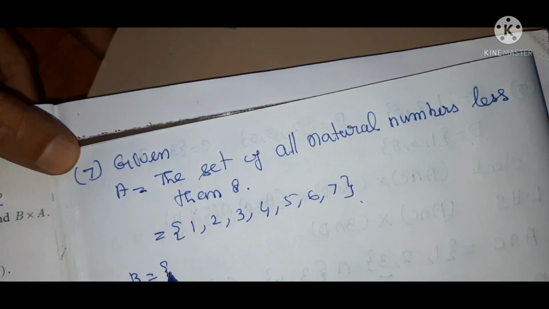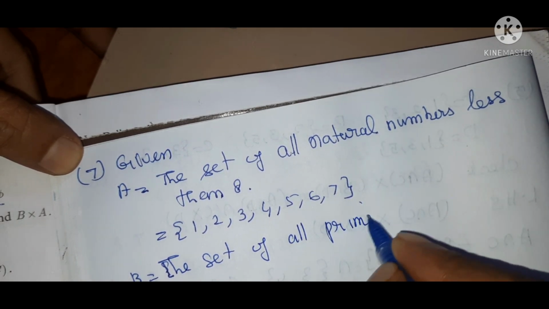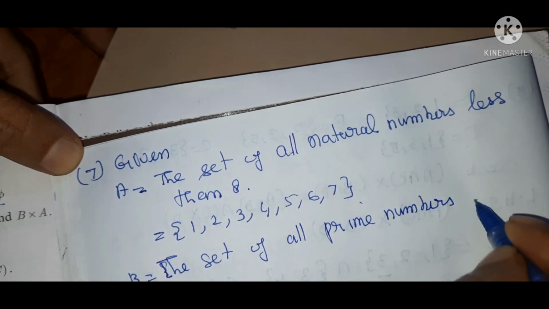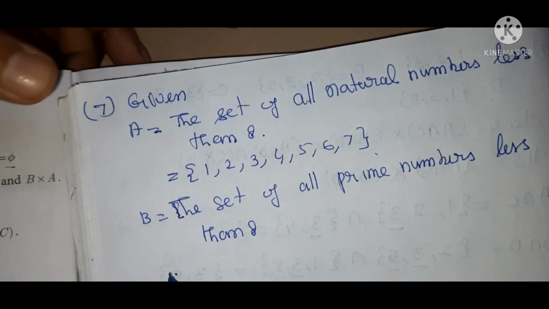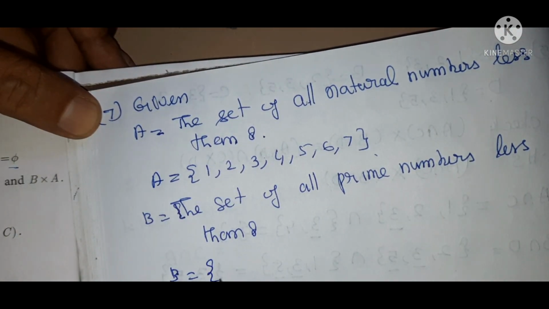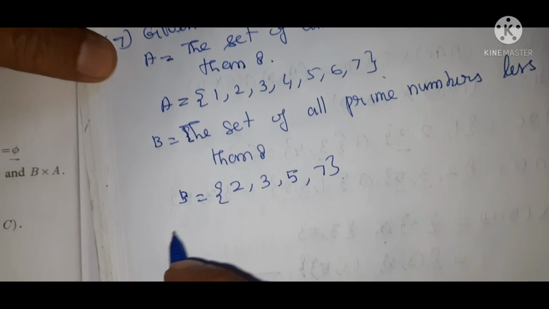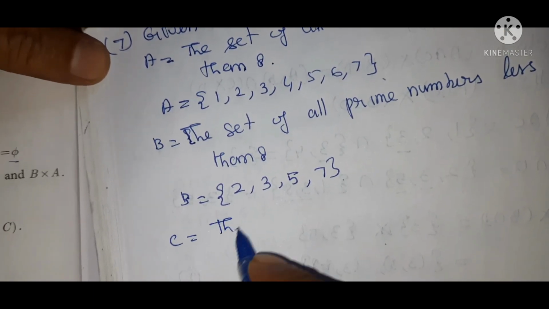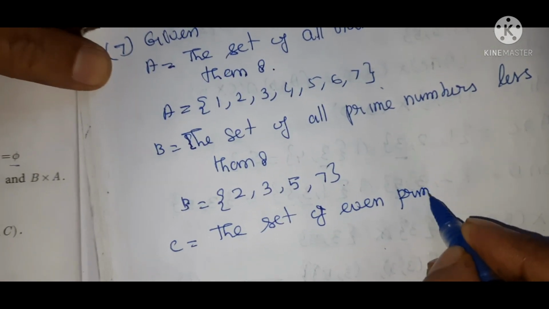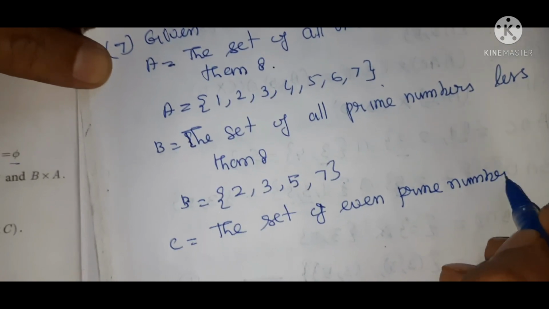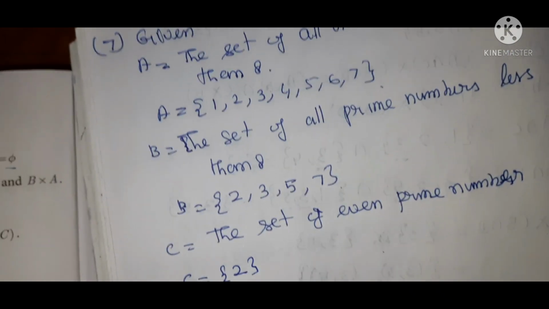B is the set of all prime numbers less than 8. B is the prime numbers 2, 3, 5, 7. C is the set of even prime numbers. So C is {2}, the only even prime number.